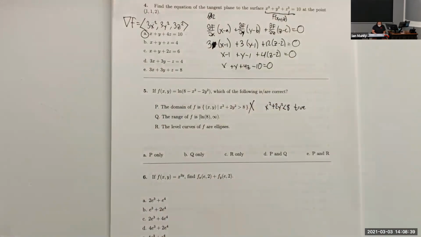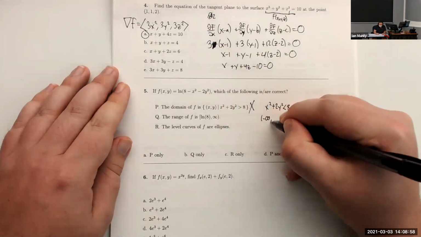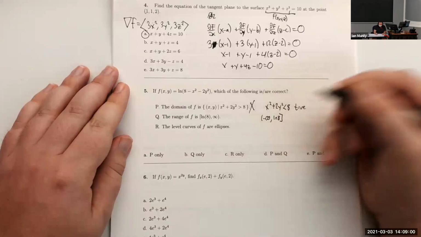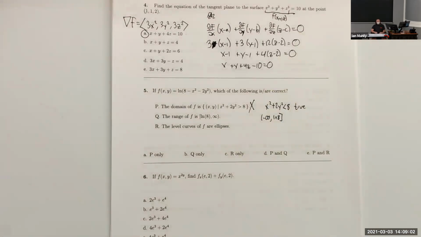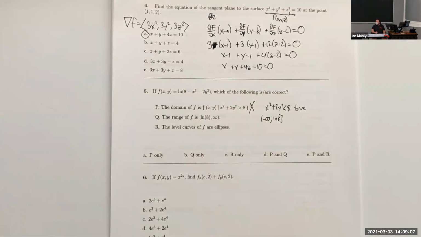All right, the range of f is ln of 8 to infinity. All right, what do you guys think about that one? Is that going to be true? Yeah, this is another one that's pretty much backwards from the way that it should be. So if this were instead negative infinity to ln of 8, including ln of 8, then that would have been true because we can get any number inside here that's 8 or smaller, right?